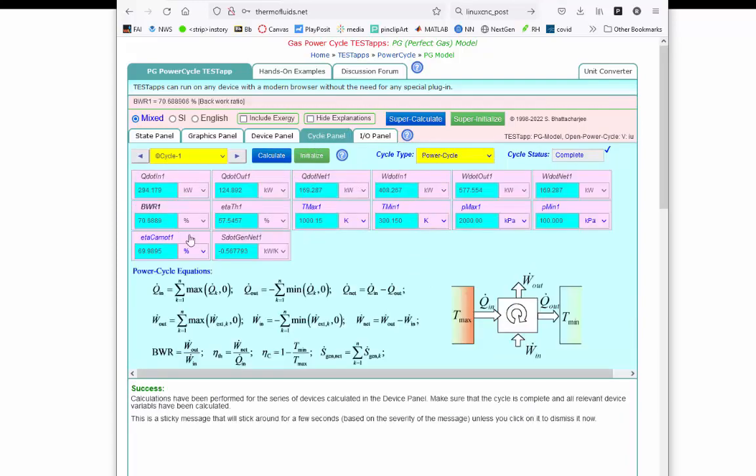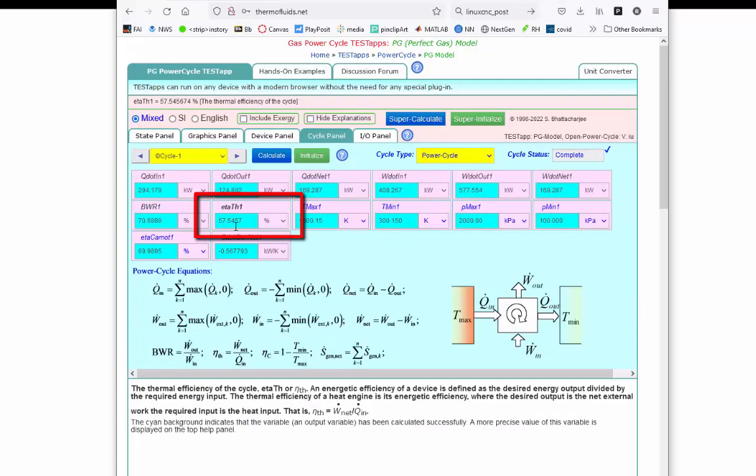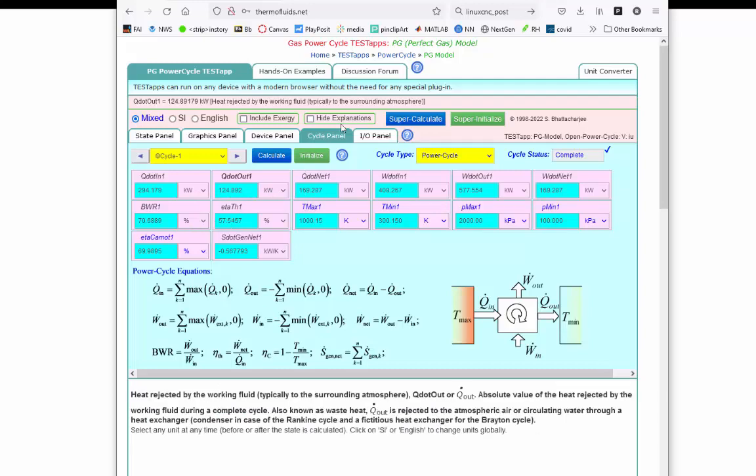And if we come back here and look at our cycle panel, it actually computes our complete cycle. There's our efficiency of 57.5%. So we did that with the isentropic.